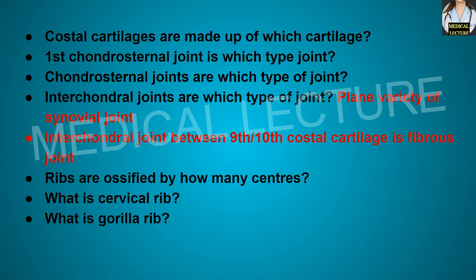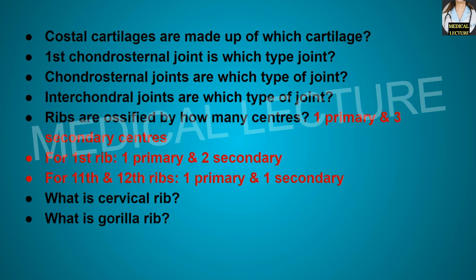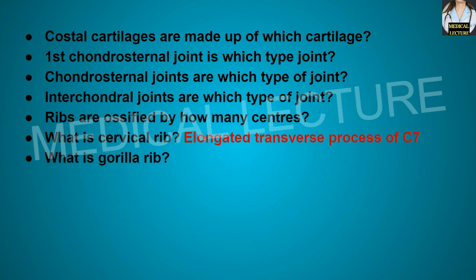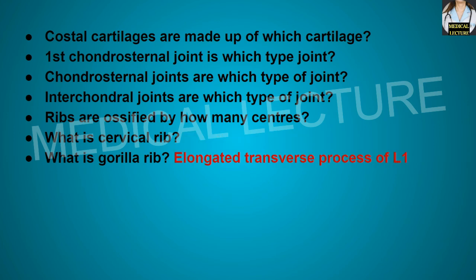Ribs are ossified by how many centers? 1 primary and 3 secondary centers. For first rib, 1 primary and 2 secondary centers of ossification are there. And for 11th and 12th rib, there is 1 primary and 1 secondary center of ossification. What is cervical rib? Cervical rib is elongated transverse process of the C7. What is gorilla rib? It is the elongated transverse process of the L1.